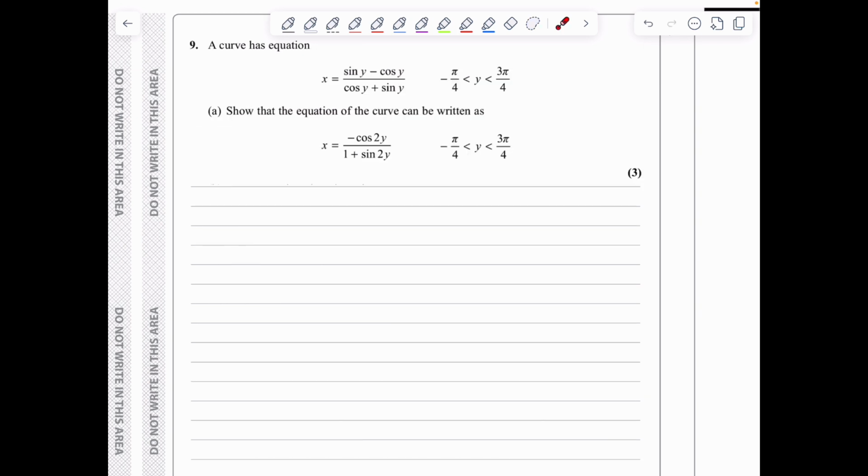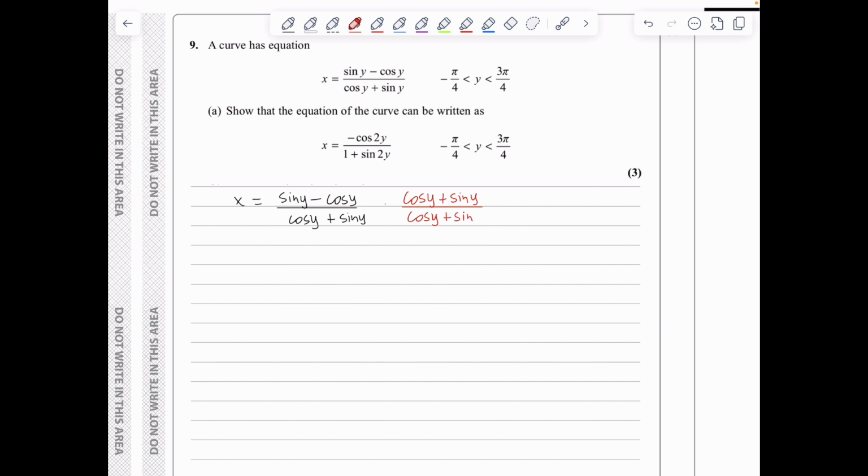In question 9, we've got x here in terms of y, and we need to show that the equation of the curve can be written in this form. So starting with the expression for x, an idea is to multiply top and bottom by cos y plus sine y. So we are multiplying by 1 in an intelligent way.